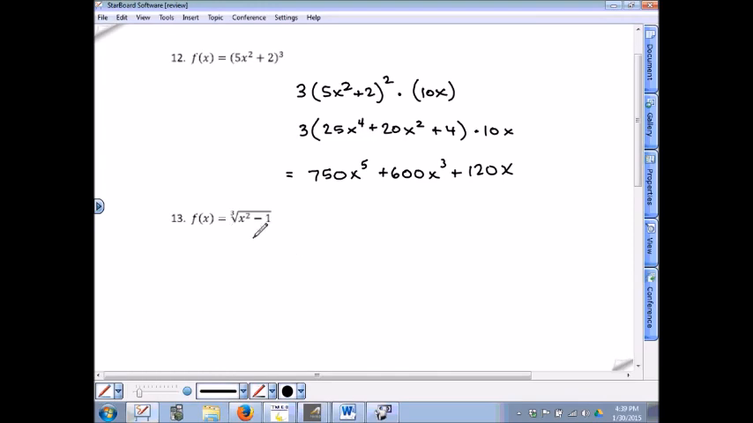Okay, question 13. I'd do a little rewrite here and use rational exponents rather than a radical. So this would be x squared minus 1 raised to a power of 1/3. Now to find the derivative is going to be another chain rule. We have an outer function that's something being raised to the 1/3 power. So let's take care of that. We drop down the power and then decrease the power by 1. And then we take the derivative of the inside function, which is 2x.